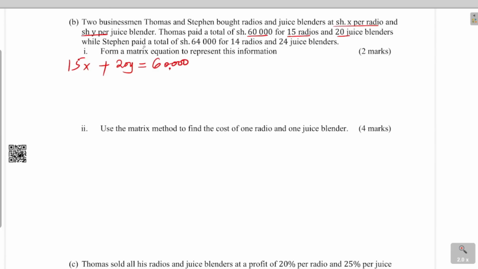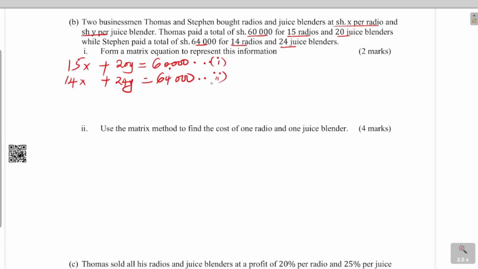Then Stephen bought 14 radios, that will be 14X, the cost of all the radios. Then 24 juice blenders, each blender is Y shillings, so that will be 24Y, equals a total of 64,000. So those are the two equations.